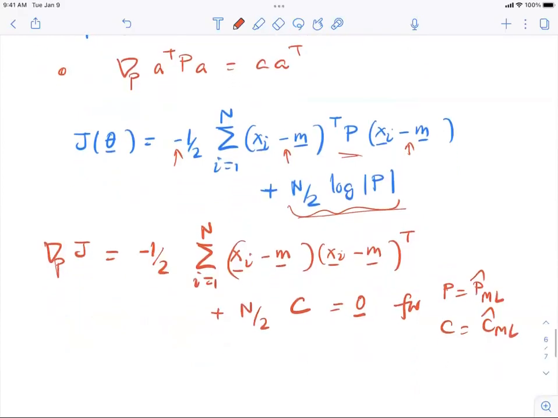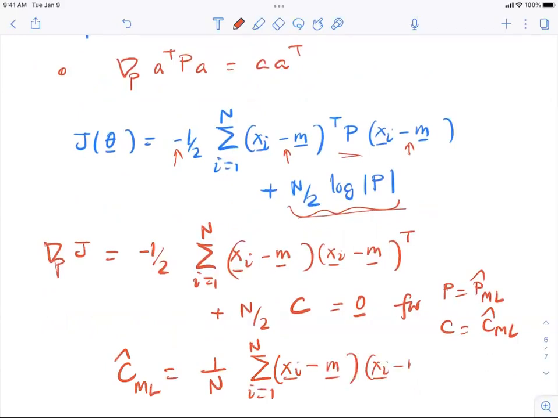And so when I take it over to the other side, I get that C hat ml times n is equal to that sum of the outer products. So the factors of 2 cancel out, and basically I get what I had stated more quickly before: it's simply the average of the outer products. And of course, remember, I'm jointly optimizing over M and C, so the M that goes in here is the M you got from the ML solution, right?